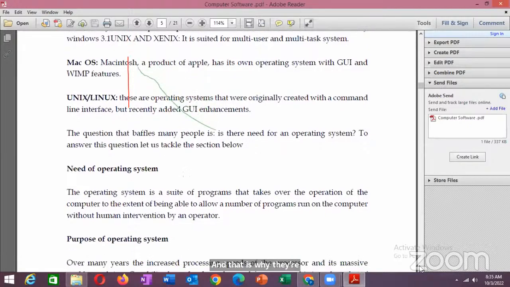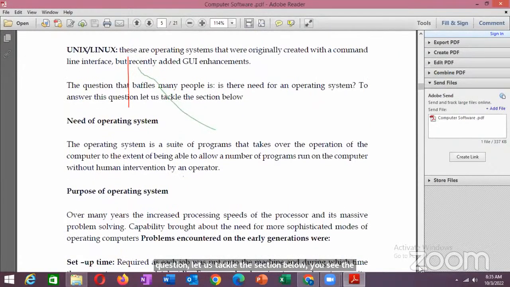Then the question that baffles many people is: is there need for an operating system? To answer this question, let us tackle the section below. People ask yourself, do you really need an operating system? If you don't have an operating system, it means that you can't actually use your computer, or you can't use your smartphone.